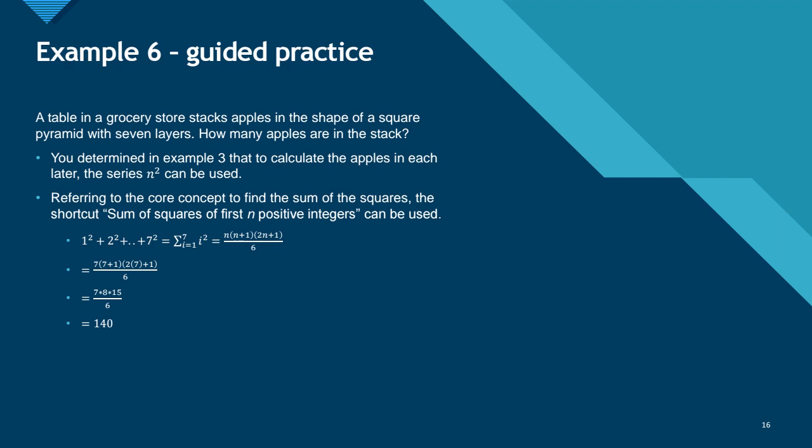And if you look, we'll get the series from i equals 1 to 7 of i squared equals n times the quantity n plus 1 times the quantity 2n plus 1 all over 6, because that's our shortcut for finding the first terms of a square series. Substitute in our values, get 7 times 8 times 15 over 6, and there should be 140 apples in that stack.